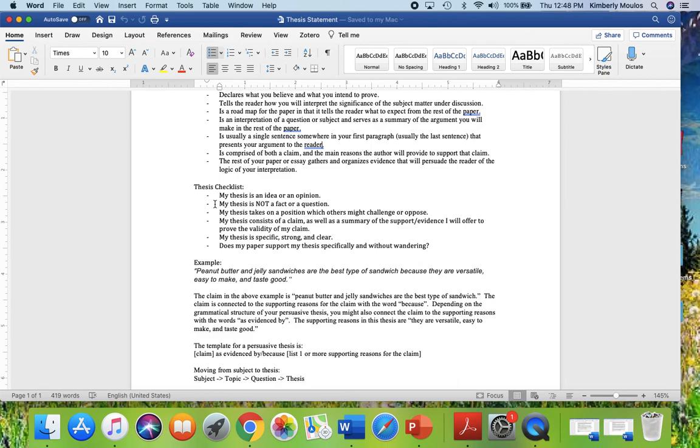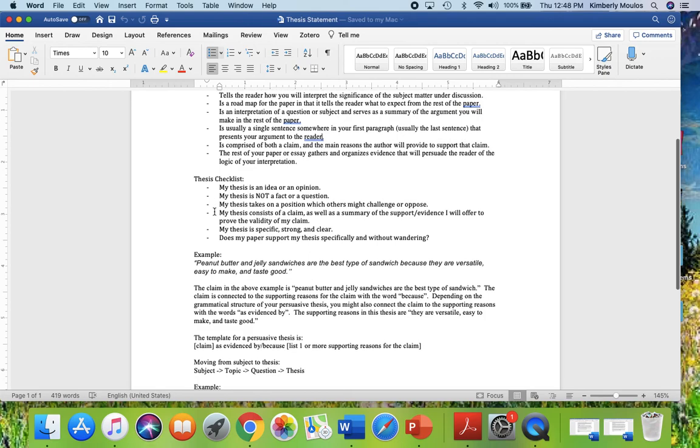Also, your thesis should make a claim that answers a question. And I'll talk more about that later. So it shouldn't be a question. It answers the question. The next one, my thesis takes on a position which others might challenge or oppose. That's again tied into the idea that it's an opinion. It's sort of looking at a set of facts and coming up with a claim that involves an interpretation or an opinion or value judgments maybe based on that information.